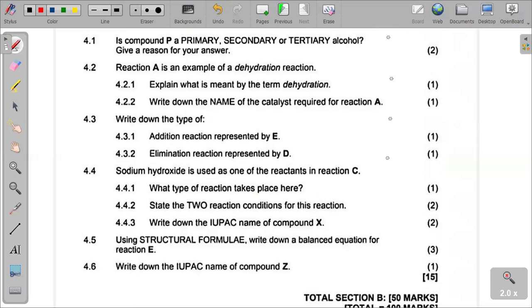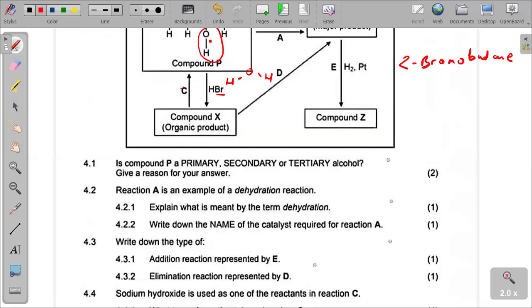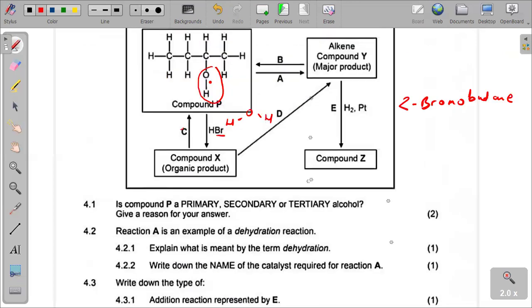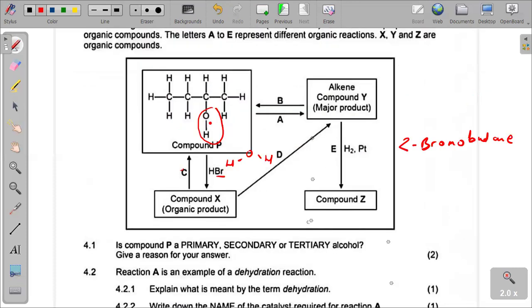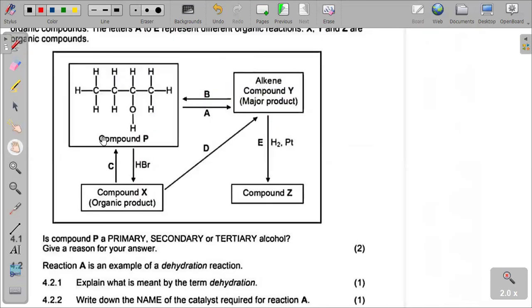4.5, right? It's saying using structural formula, write down the balanced equation for E. So for the balanced equation for E, we can first trace our alkene from the alcohol. So what is the structural formula of our alkene? Because we want the balanced equation for the whole reaction there.